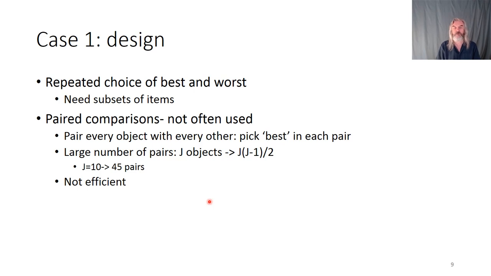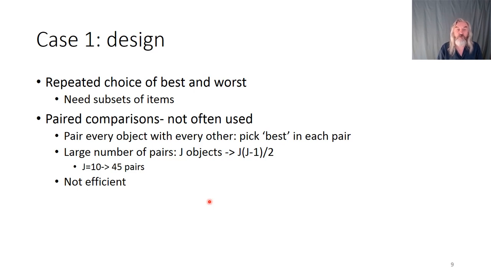So if we might have 20 items we want to rank, we don't ask them to choose the best and worst of 20. We show a subset, say, of 4 items, and ask them to pick the best and the worst from that 4. And then we show them another set, and then another set, and keep on repeating it.